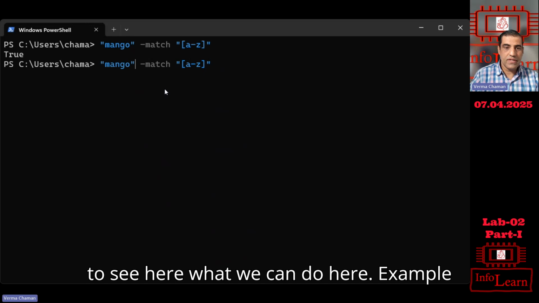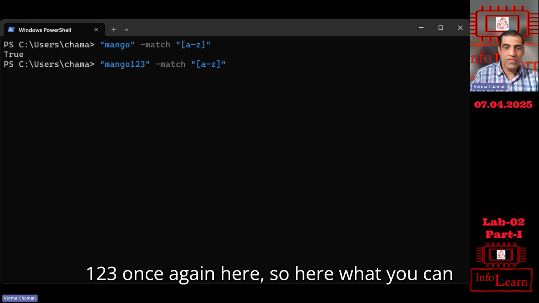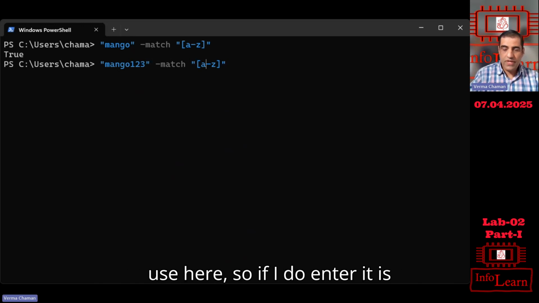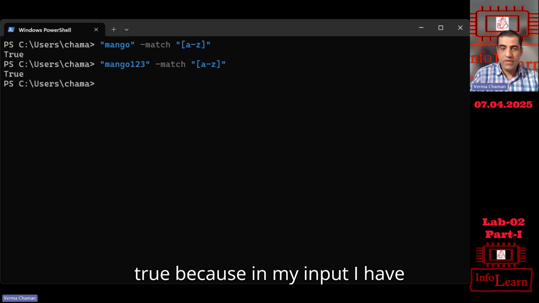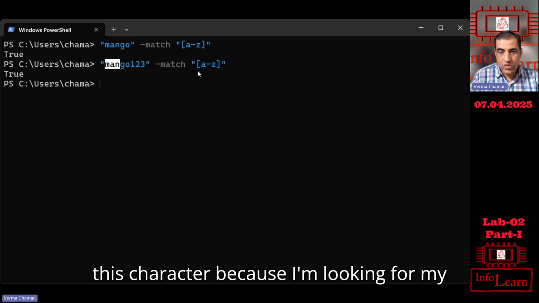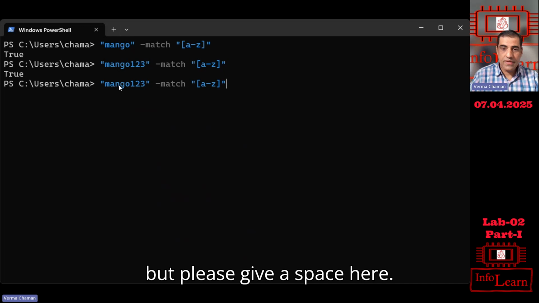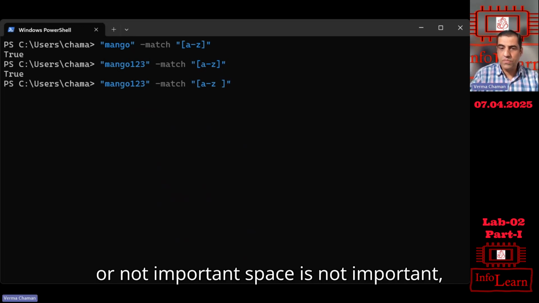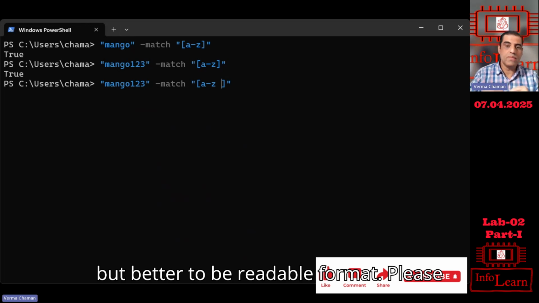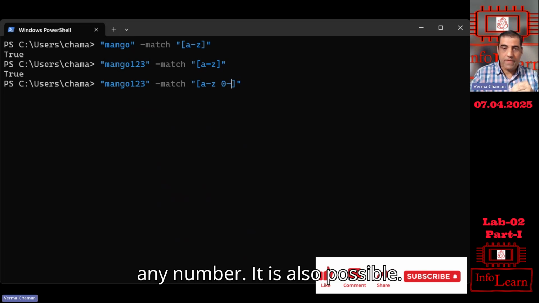Now let's see what we can do here. Example: mango 1, 2, 3, once again. If I press enter, it is true, because in my input I have this character I'm looking for, and I can also find it here. Please give a space here, though it is not important. Space is not important, but it is better to have a readable format. And you will look for any number.